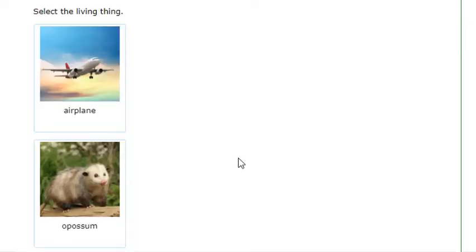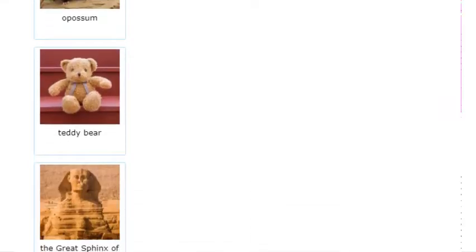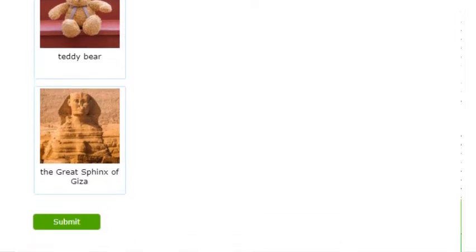Let's, before we start talking about ecosystems, play a game about living things and non-living things. Where are the living things in this game? We have an airplane, an opossum, a teddy bear, and a statue. Which ones are the living things? You have to think of the elements or the things that need water, that need food, that breathe, that grow, and at the end of their lives, they die.